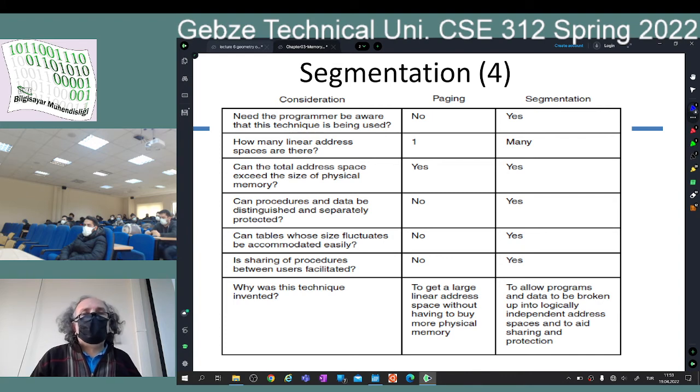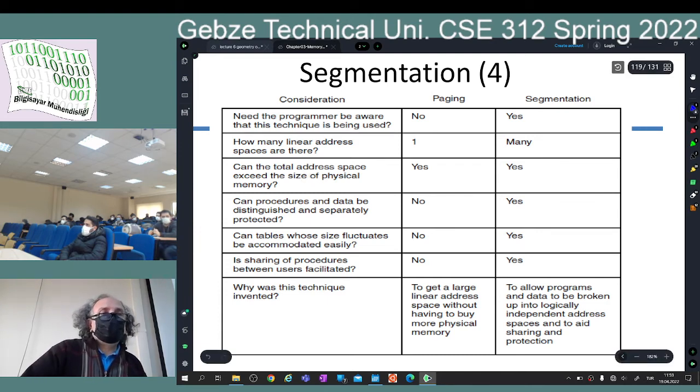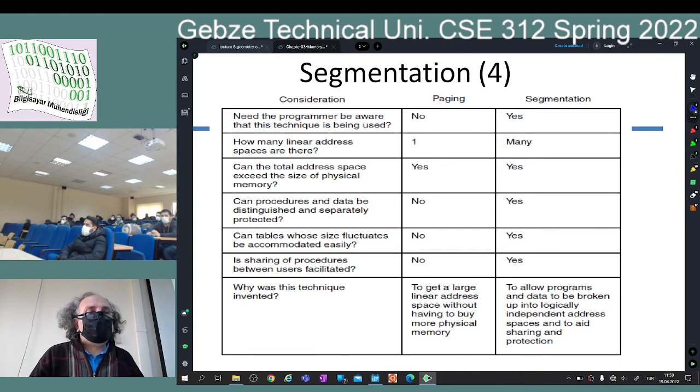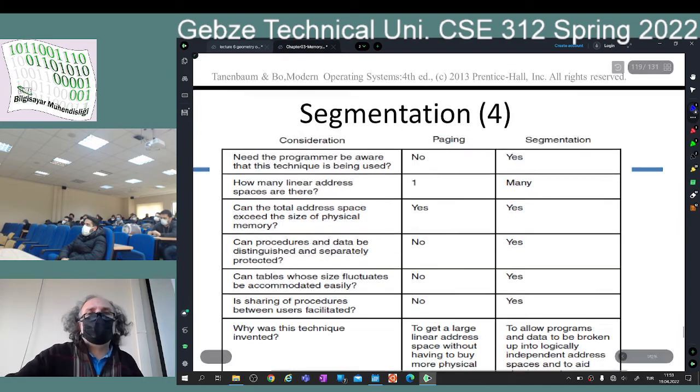And you don't care how large that segment gets, because the operating system will handle the length of that segment. And of course this is possible. Can the total address space exceed the size of physical memory? Yes, because my program can have 10 segments, but I don't have to keep all of them in my memory, right? Can the procedures and data be distinguished and separately protected? With a special kind of paging, yeah, but for segmentation, this is definitely yes.